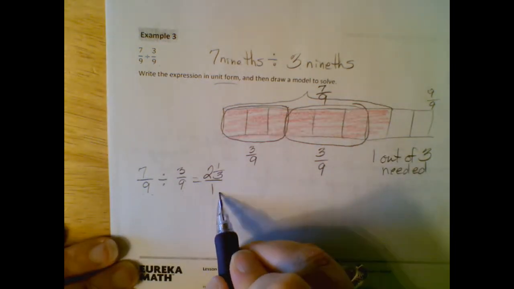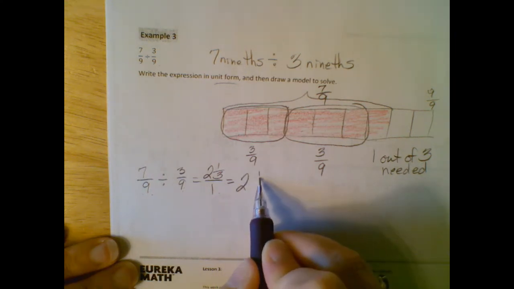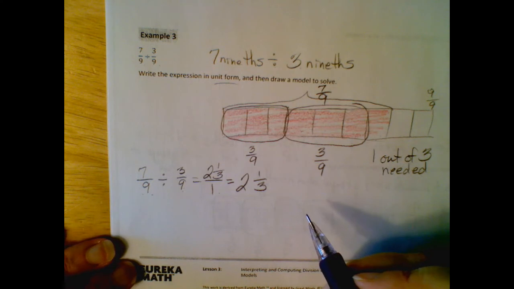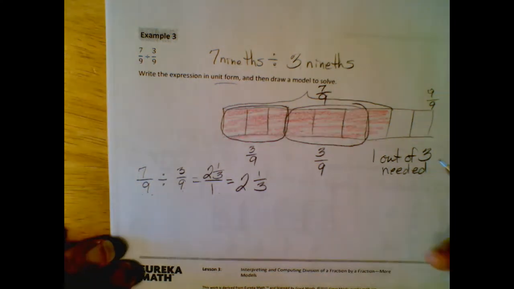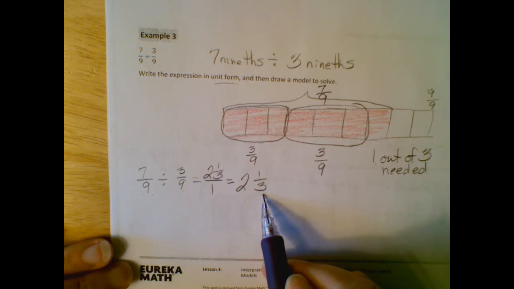And whenever there's a fraction or a number over 1, it is 2 1/3. So I wanted to really pay attention and show to you that when I have a little extra, I need to make that into a fraction. 1 out of the 3 needed becomes 1/3.